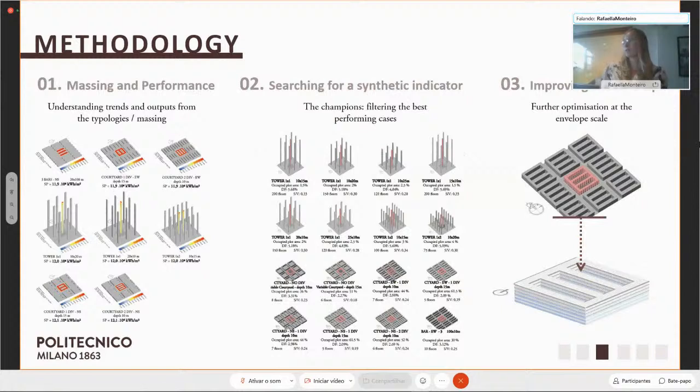So the research is divided in 3 parts. Firstly, we evaluated 312 case studies considering the 3 typologies, and we understood trends and outputs from the massing. Then we go into a more detailed and refined analysis, selecting the best performing cases, which are called champions. After that, we go further into the envelope scale, understanding if after the massing is defined, how much room for optimization there is.